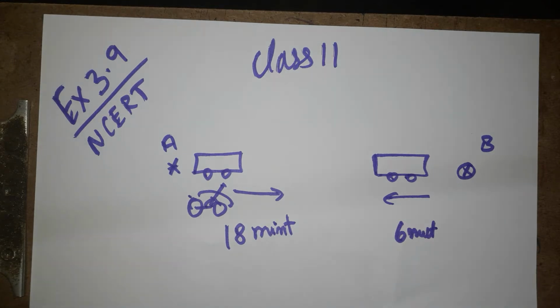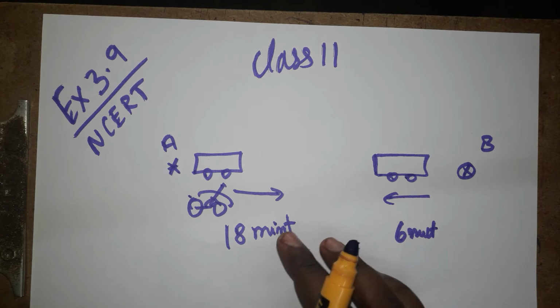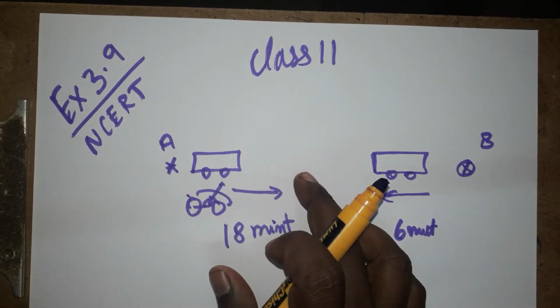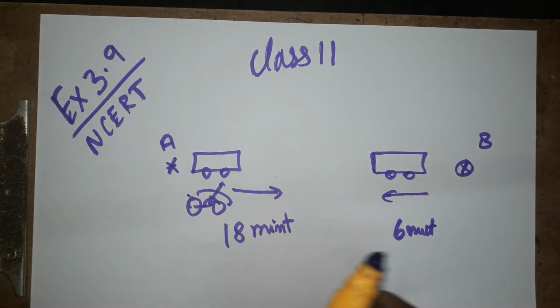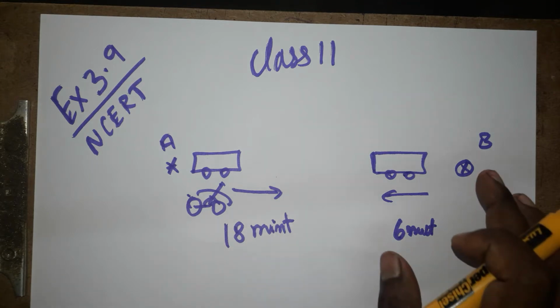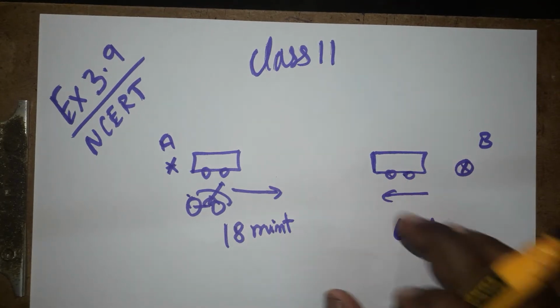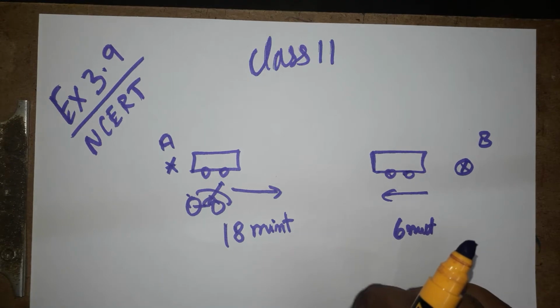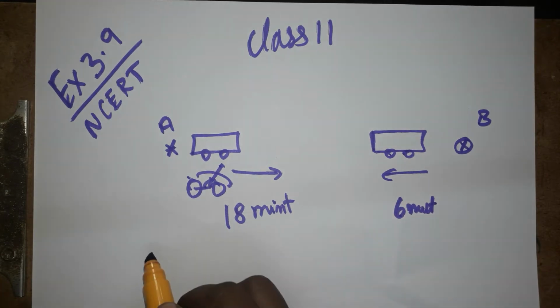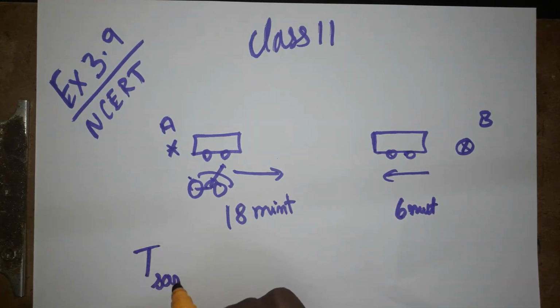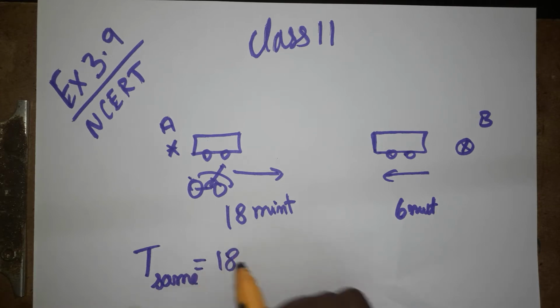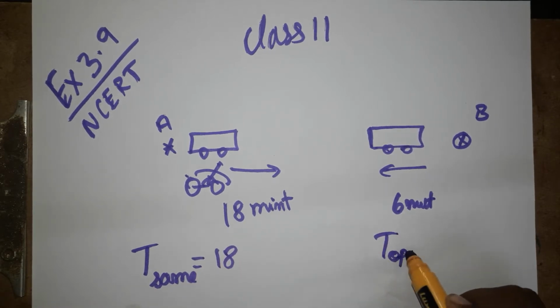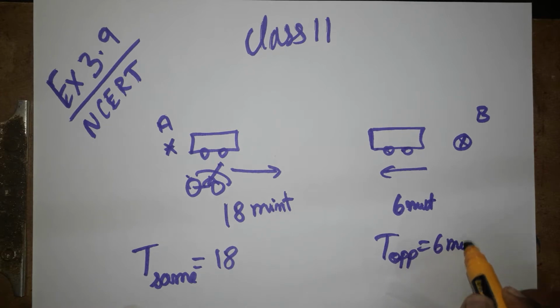I'll repeat again. There are two cities, and the bus is moving here and there. When the bus is moving in the same direction, every 18 minutes he can see the bus. When the bus is coming from the opposite direction, every 6 minutes he can see the bus. Same direction, time period is 18 minutes. Opposite direction, it's 6 minutes. That's what is given in the question.